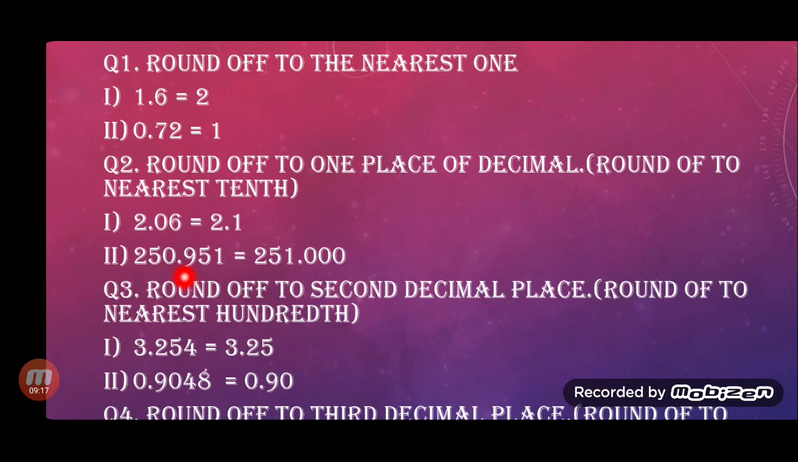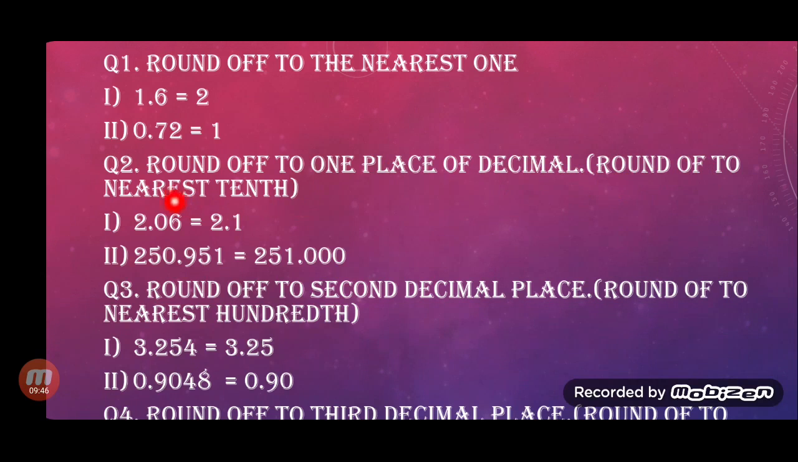So we have to do tenth here. So we will see the hundredths. It is 5. So we will add one number because it is equal to 5. So we will add one to 9. 9 plus 1, 10. The carry will go to the 0. 0 plus 1, 1. So the whole number will become 251.000.